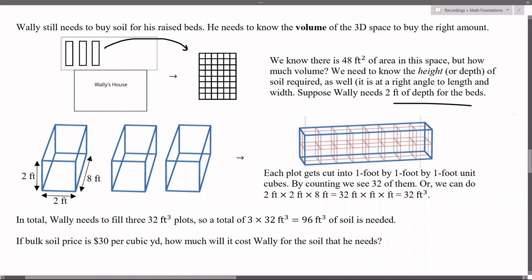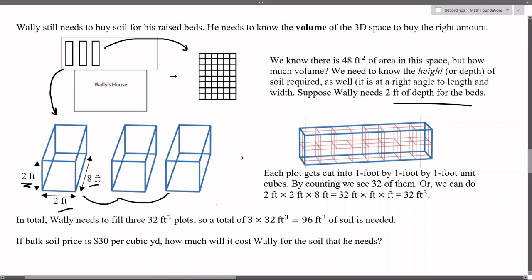Suppose he needs 2 feet of depth in the soil for the raised beds. That means these things really look like this. They are 2 feet long, 8 feet wide, and 2 feet high, or 2 feet deep, whichever way you want to think about it. And there are, of course, 3 of them.